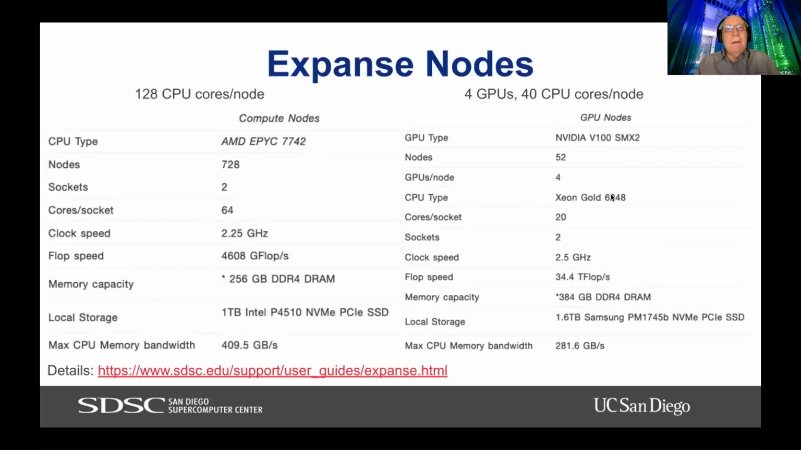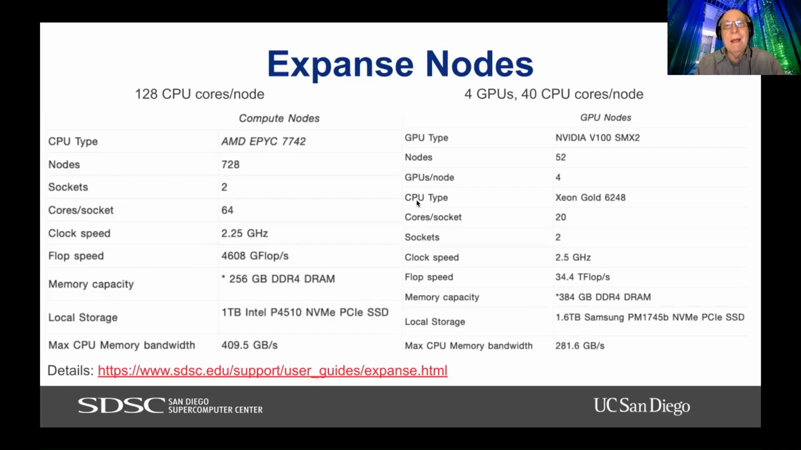So let's talk a little bit about what's available on Expanse. Expanse has compute nodes, which are CPU nodes. Expanse has 728 nodes, and each of those nodes has 128 cores. So there are about 93,000 cores in total on Expanse. What's important is that each compute node has its own local storage. It has a high-performance solid-state drive.